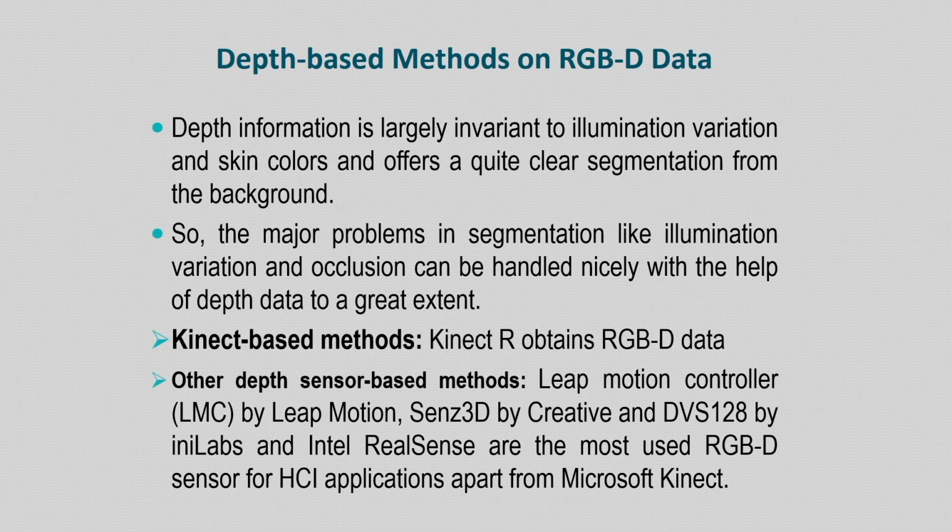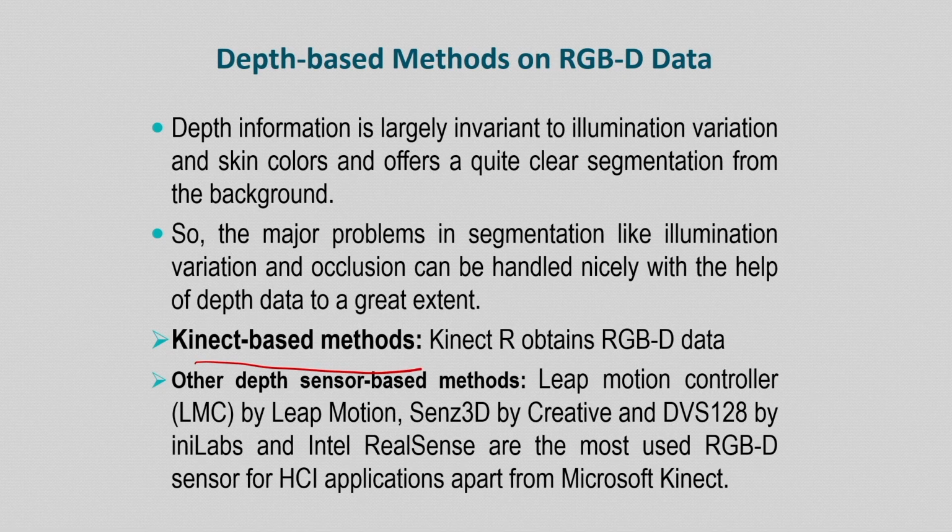And also we should consider the depth based method on RGB depth data, because if I consider the depth information, the accuracy of recognition will increase, and it will also solve, or at least partially solve, the problem of self occlusion. The major problems in segmentation like illumination variation and occlusion can be handled nicely with the help of the depth data, and for this we can consider the Kinect based methods.